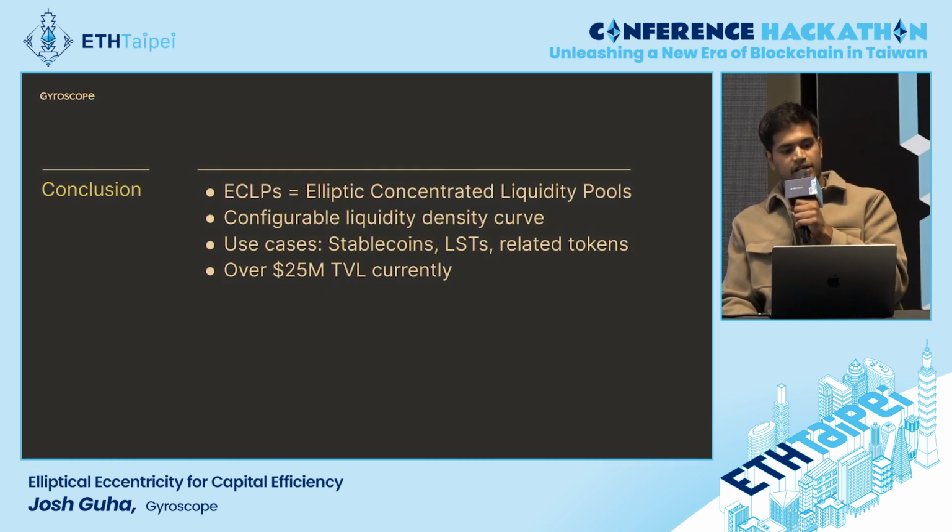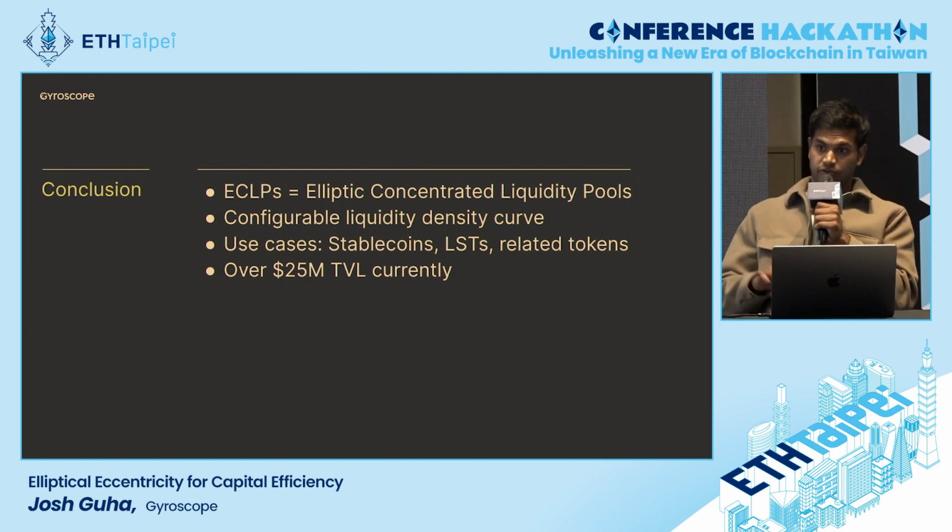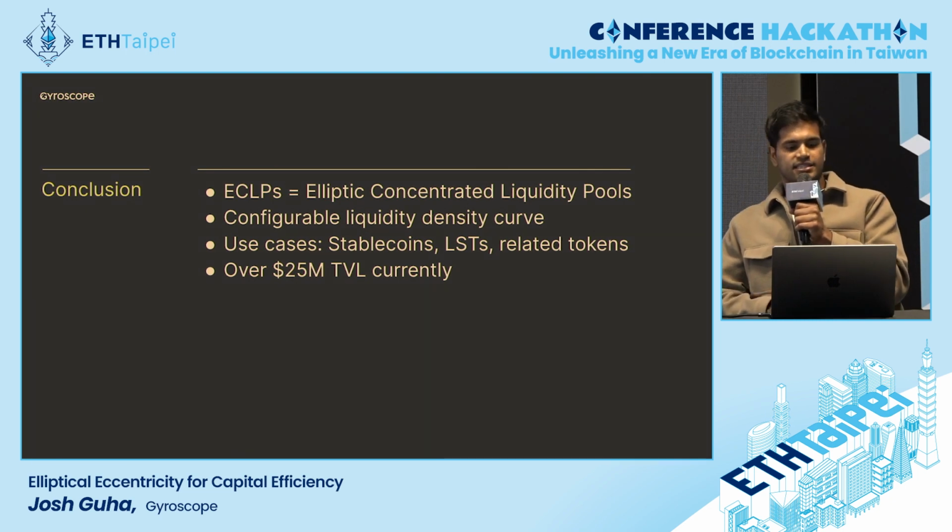Okay, so in conclusion, ECLPs, elliptical concentrated liquidity pools, combine the user experience and the auto-compounding of Curve's stable swap pools with concentrated liquidity and asymmetrical liquidity distribution from Uniswap's V3 concentrated liquidity. So with a ton of parameters to choose from, ECLPs provide customizability for specific use cases. And they're already being used today with stablecoins and LSTs and have over $25 million in total value locked.